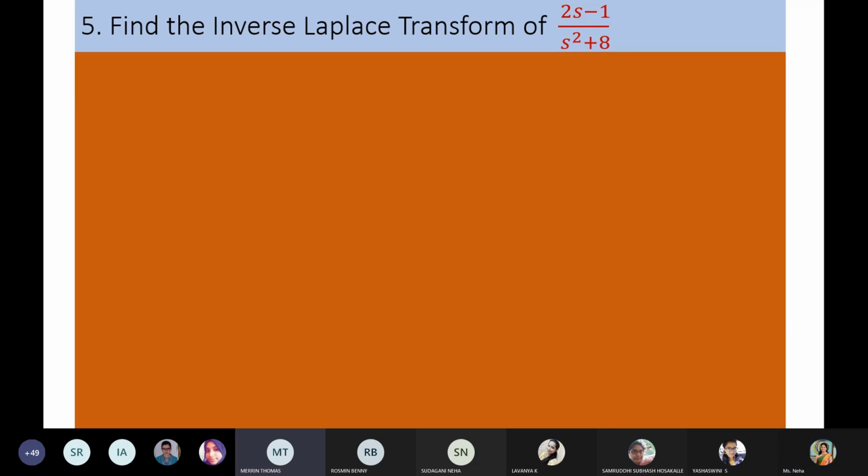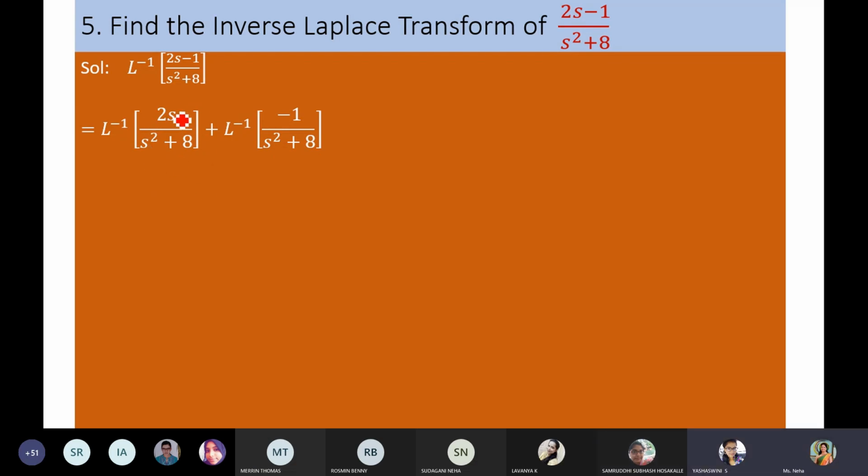Separate the terms. Very good. So what we will do, we will separate the terms. We will write 2s divided by s square plus 8, plus minus 1 divided by s square plus 8. Now look at the terms and tell me, the first will become the formula for what? Since we have s in the numerator, cos function.